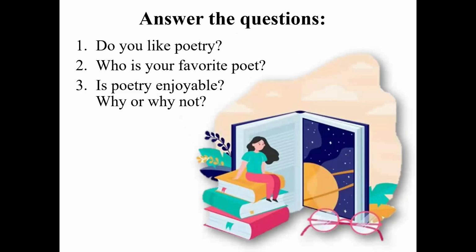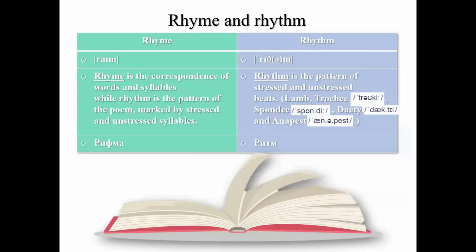Now let's go into detail and learn the difference between rhyme and rhythm. So what is rhyme? It's the correspondence of words or syllables, while rhythm is the pattern of the poem marked by stressed and unstressed syllables. Now to the rhythm. Rhythm is the pattern of stressed and unstressed syllables, or beats. We can have iamb, trochee, spondee, dactyl, and anapest. These are some different types of rhythm.